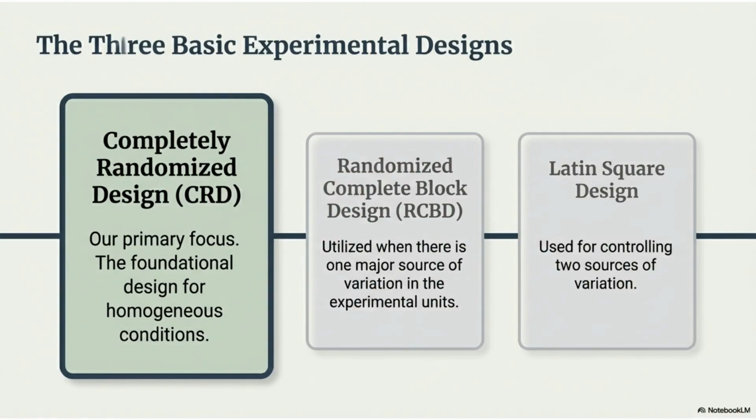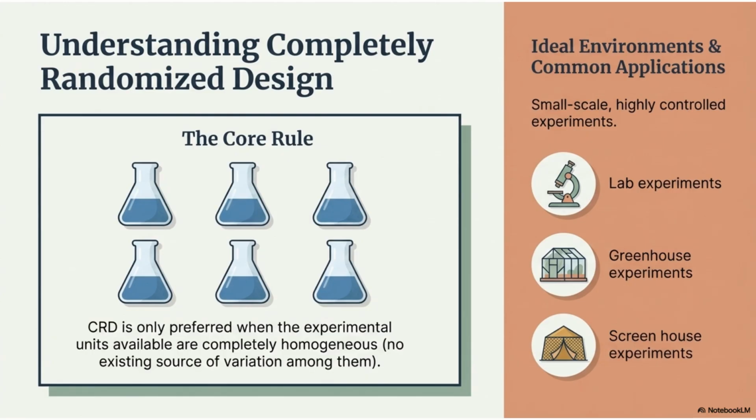We are focusing on the three basic experimental designs. Our main focus is the completely randomized design, the foundational design for homogeneous conditions. The core rule of CRD is that it is preferred only when experimental units are completely homogeneous, meaning no existing source of variation. This is ideal for small-scale, highly controlled environments like lab or greenhouse experiments.